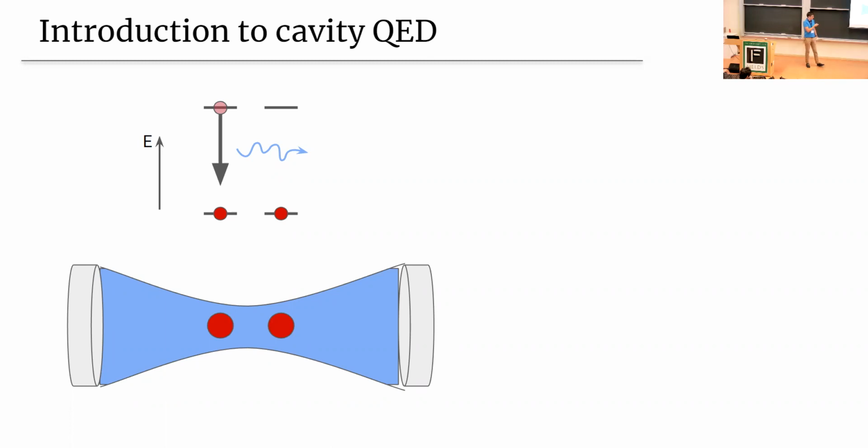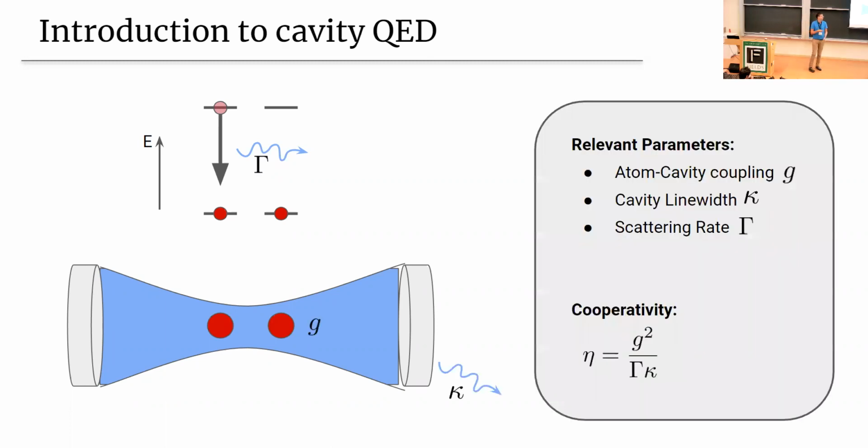And the important parameters for this system is the coupling between the atom and the cavity, which is G. Then there are also some decay processes. For example, you can lose the photon, which is given by the cavity linewidth kappa. And there is some scattering rate gamma, which basically tells you the rate that the photon will be emitted outside of the cavity.